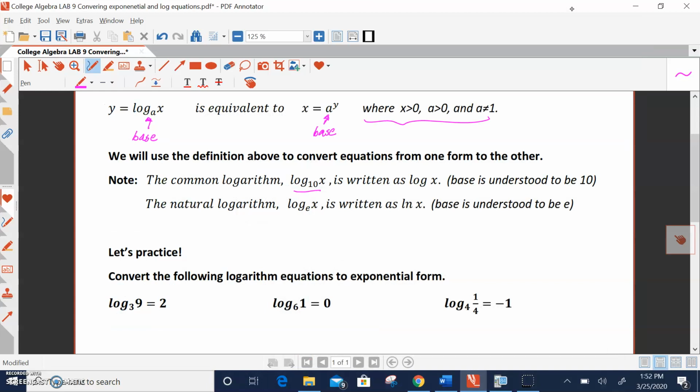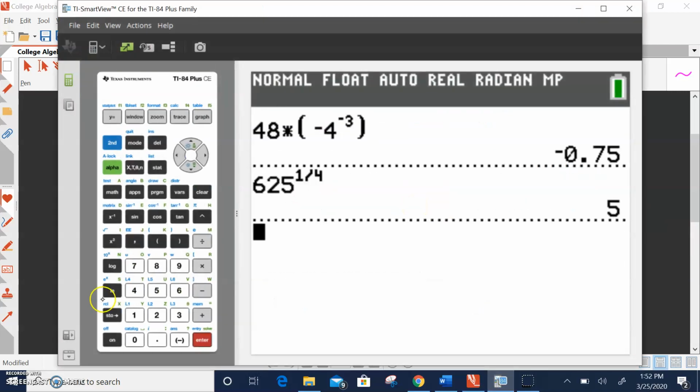There's another special logarithm called the natural logarithm. And the natural logarithm is log base e. So the base there is e. But when we write the natural logarithm, we do not write the base e. It's written as ln x. This is not "inx." This is ln x. Notice the base is not written down. It is understood to be e. On your calculator, you will find that right underneath the LOG button written as LN.